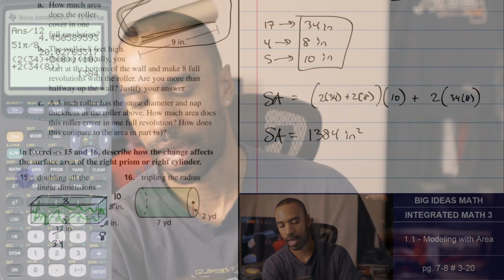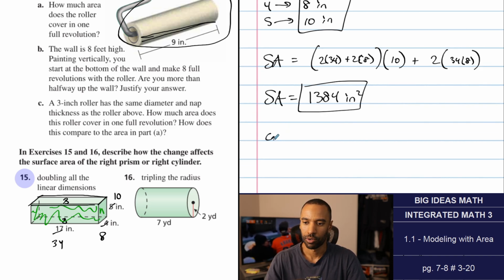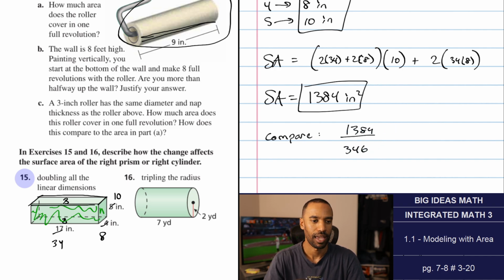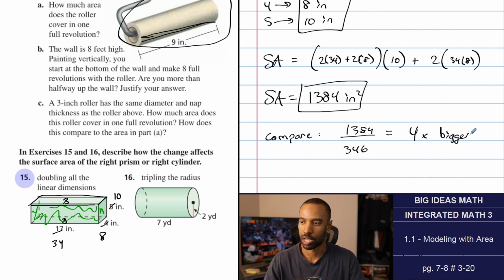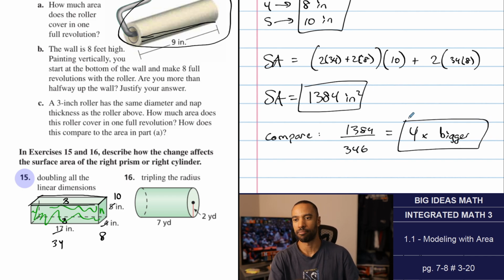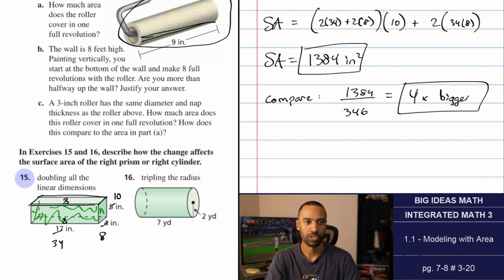So how does that compare to the original, right? If you double them, so compare, let's do 1384 divided by 346. And when I do that, I'm getting 4. That's what I expected. 4 times bigger. We're talking about surface area. Surface area is 4 times greater. So that's what we're doing on that, right? We compute surface area of one, surface area of the other, divide that.